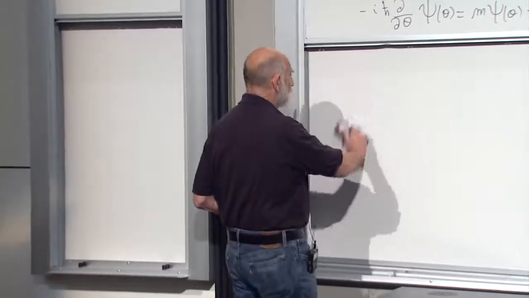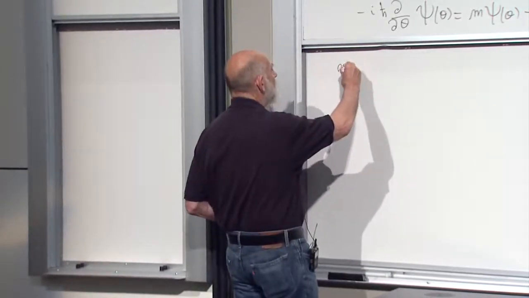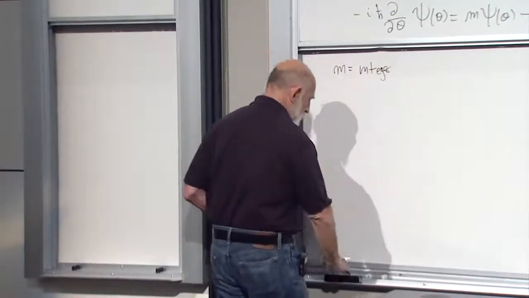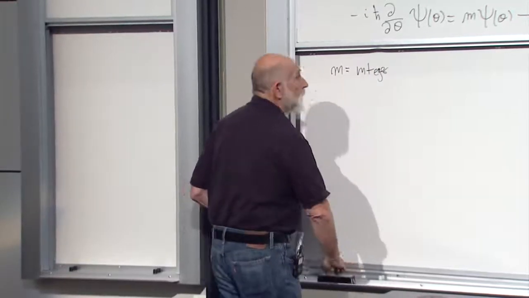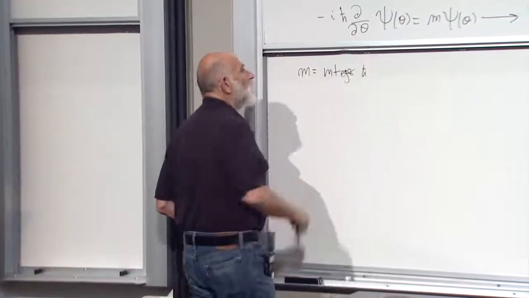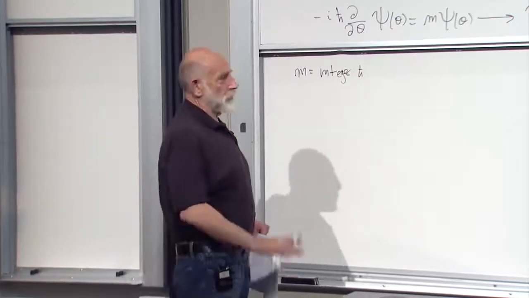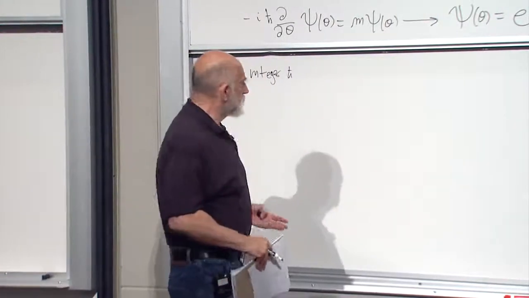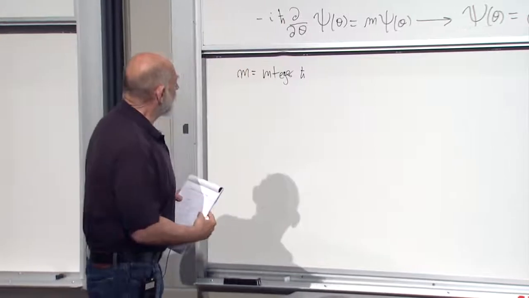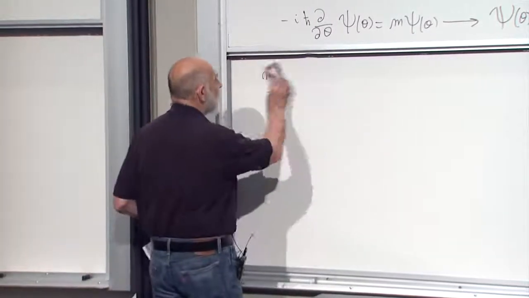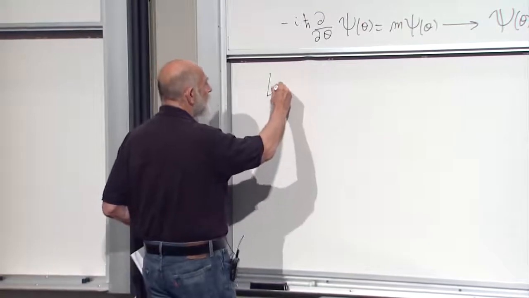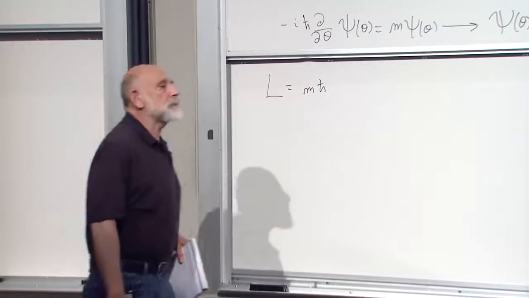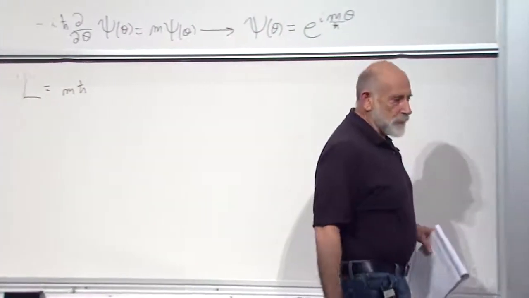So let's write that out. m is an integer times h bar, but the usual notation, usual definition is to set m equal to the integer. Just call m the integer, and then the eigenvalue of the angular momentum is an integer times h bar. Okay, that's the quantization of angular momentum in units of h bar.